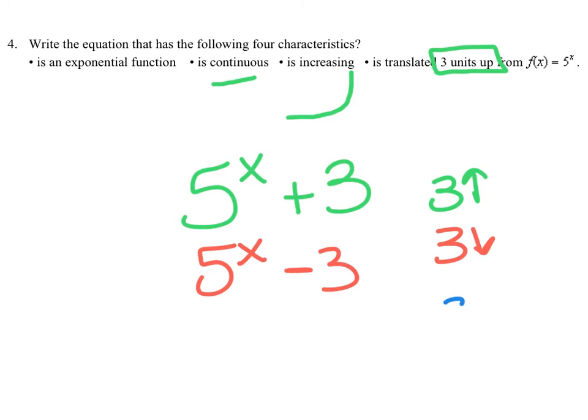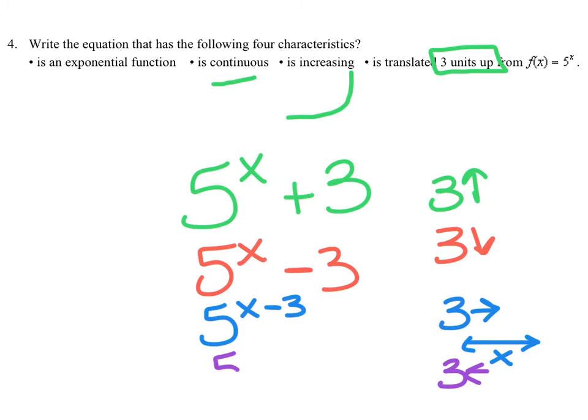If it was 3 units to the right, then because it's moving along the x-axis, which moves left and right, it's going to go into the exponent spot. So it would be 5 raised to the x minus 3 because it's opposite sign when we're in the exponent. So even though we're going to the right, it's still going to be a minus sign. And last but not least, if we're going 3 units to the left, then it would be 5 raised to the x plus 3. Notice that up and down are big numbers out front. Left and right are tiny numbers in the exponent.